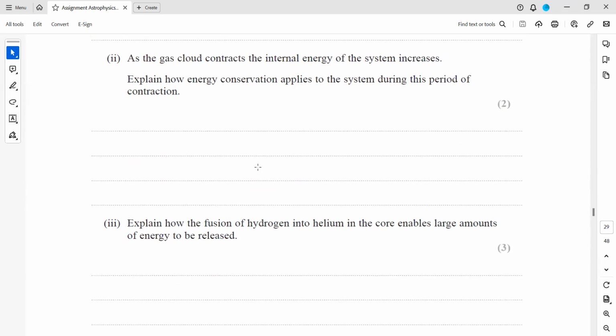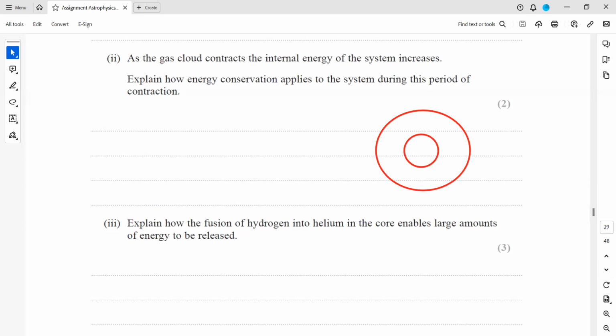As a gas cloud contracts, the internal energy of the system increases. Explain how energy conservation applies. So as it contracts, the internal energy of the system is increasing. How does this apply to the system during this period of contraction? When it is contracting, the temperature is increasing and the internal energy is increasing. But how does this imply that the energy is conserved?